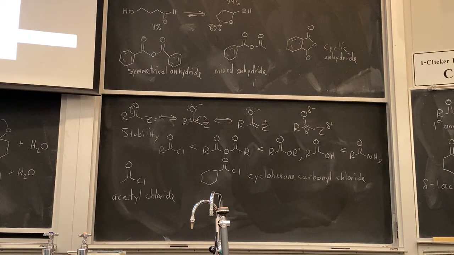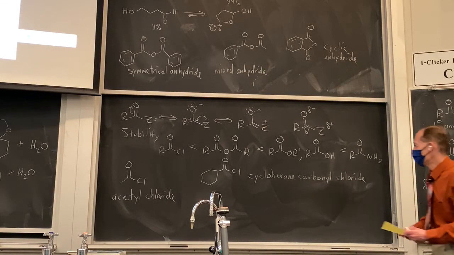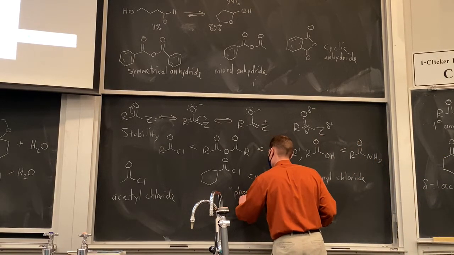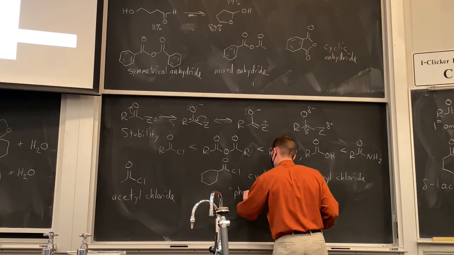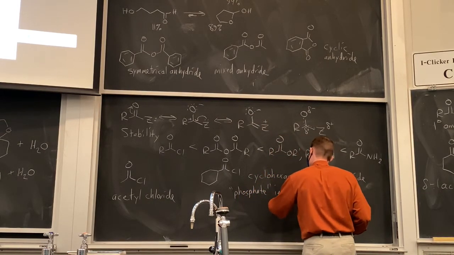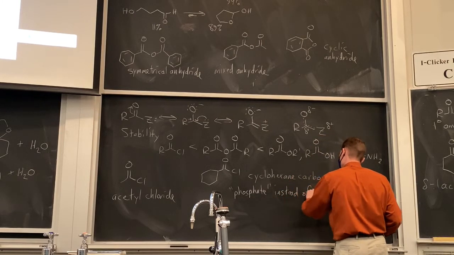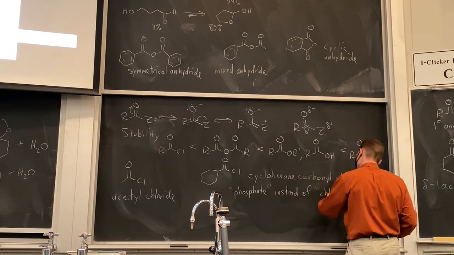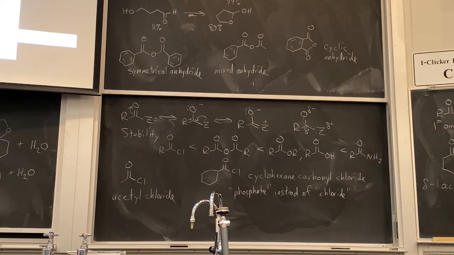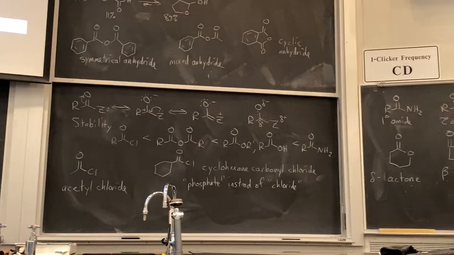All right, now the good news about naming acyl phosphates is it's exactly the same as naming acid chlorides. You just have the word phosphate instead of chloride. Okay, so phosphate instead of chloride, and now you can name any acyl phosphate. Okay, so that's really, really easy.